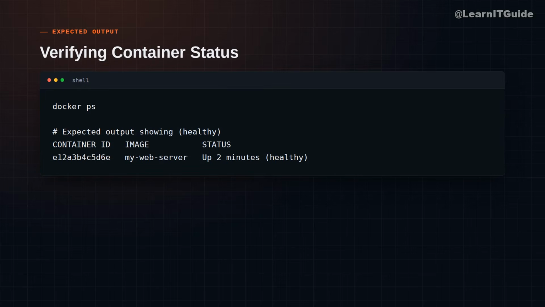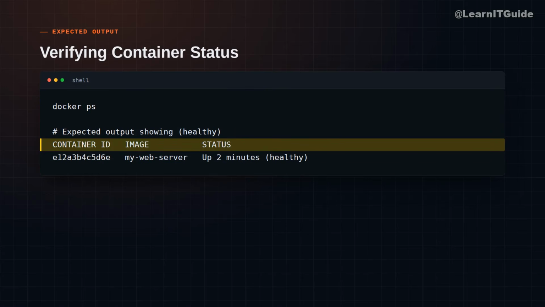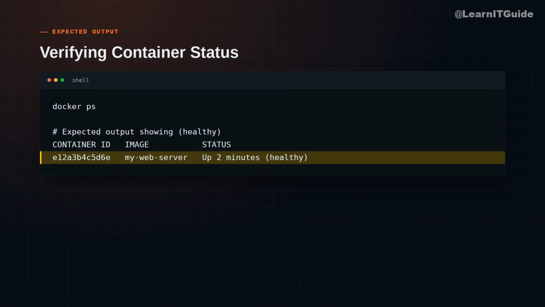This is what you should see when everything works. Run the ps command to list your containers. Look at the status column. You will see a small label in parentheses that says healthy.